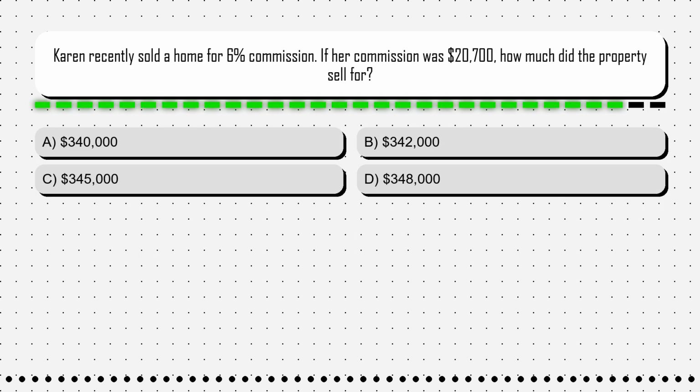Question 92. Karen recently sold a home for 6% commission. If her commission was $20,700, how much did the property sell for? Option A. $340,000. Option B. $342,000. Option C. $345,000. Option D. $348,000.